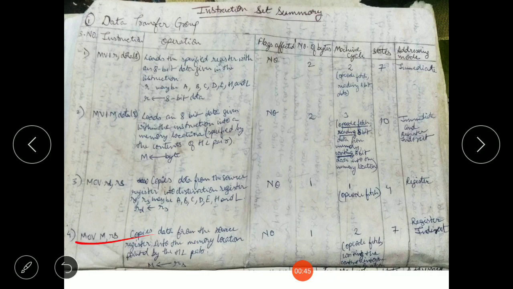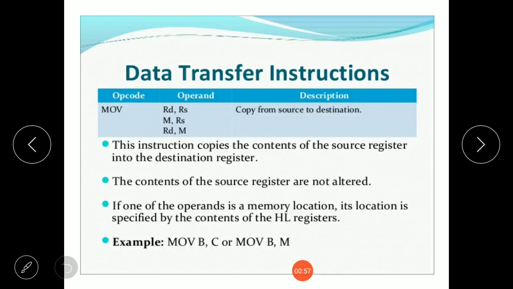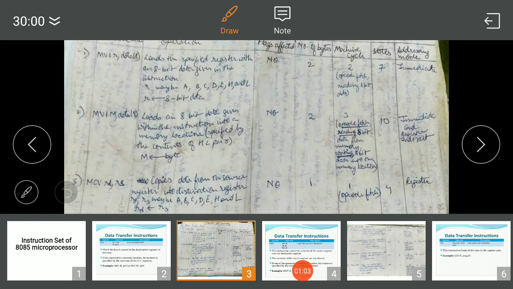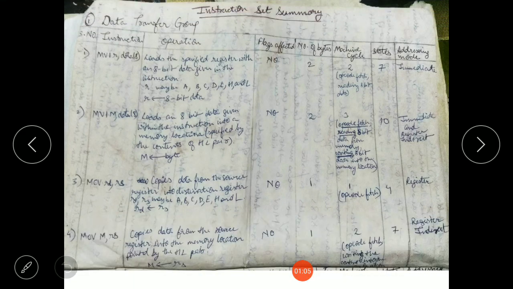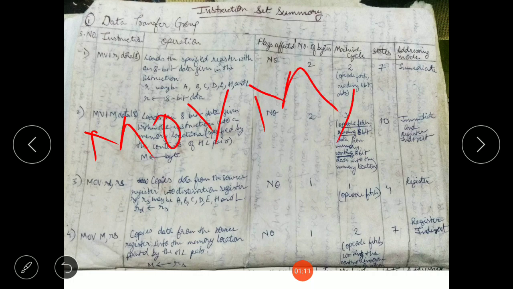So what does this instruction do? This instruction copies the content from the source register to the memory location mentioned. Okay, let's take an example: MOV M, B.